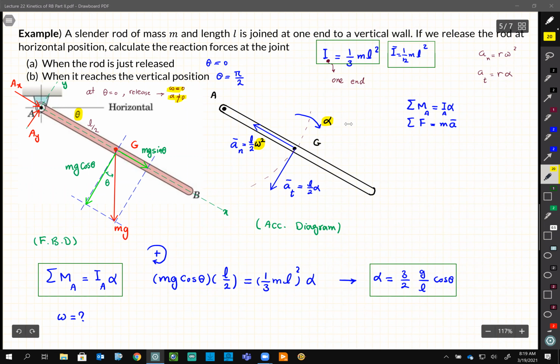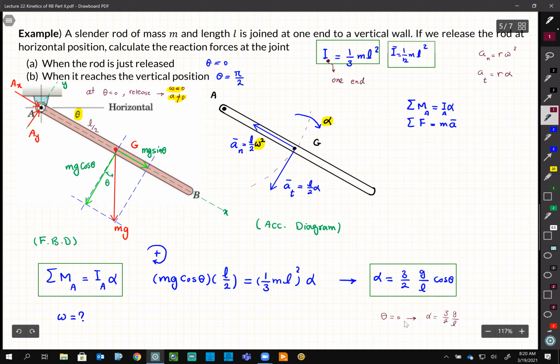Yep, and I see you guys also got to the formula. This is a good thing to check your formula. Look at this formula that you have for alpha. Put theta equal to 0. You will get alpha equal to how much? 3.2 G/L. Right? So you see alpha is not 0.